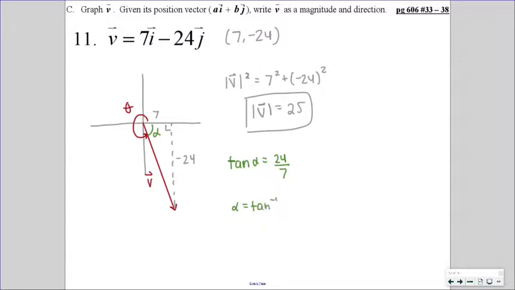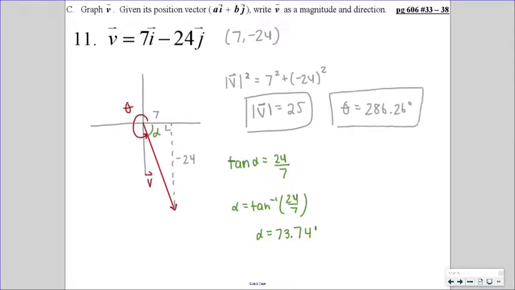Okay, so alpha is equal to the inverse tangent of 24 over 7. That is 73.74-ish degrees. All right, so theta, what we're actually looking for, the direction of our vector, is just 360 minus alpha. So 360 minus that is going to be 286.26 degrees. There's our magnitude and our direction.